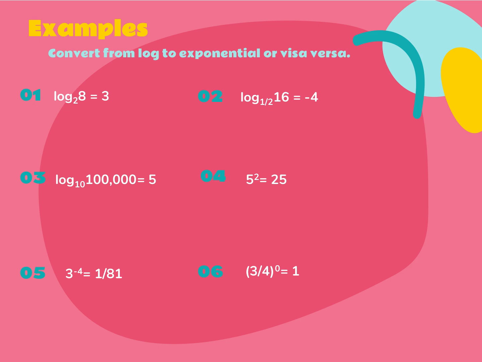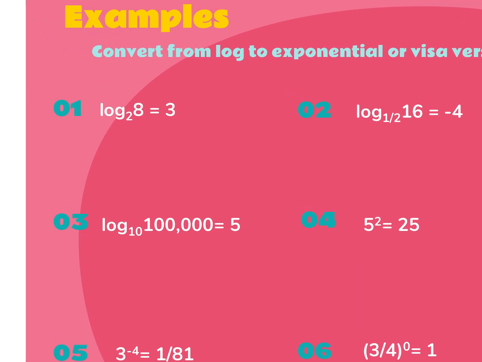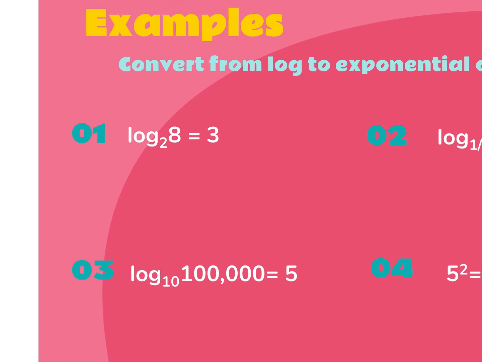So the directions say convert from log to exponential or vice versa. Now, this first example we kind of already did. I'll start by just writing out how you would read it. I'm going to say that this is log base the little number. So our little number here is 2, log base 2, and I'm going to say of whatever is on the inside, so of 8 equals 3.